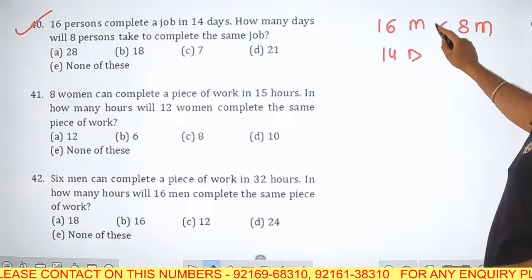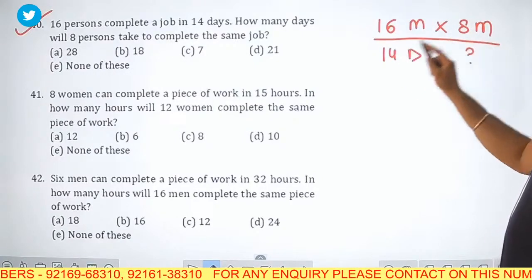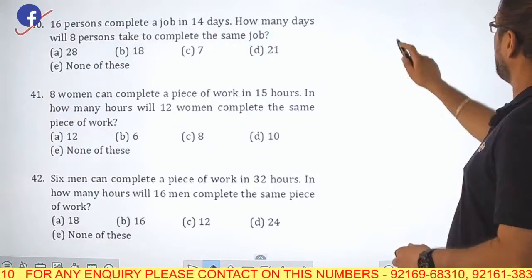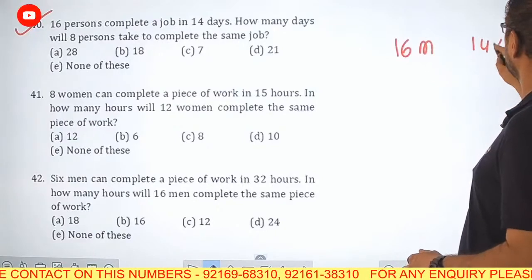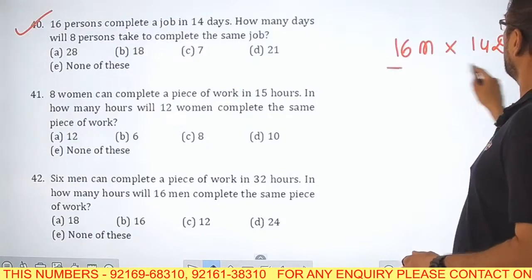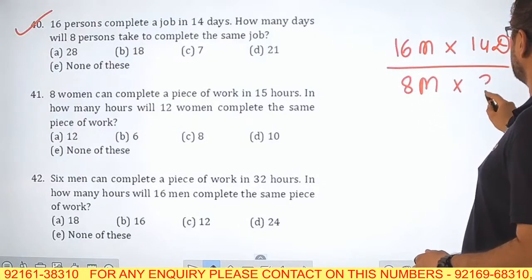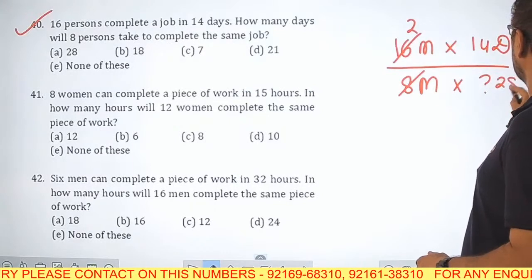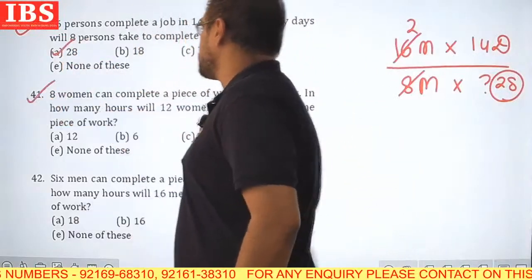So man into days, 16 into 8 divided by 14. Sorry, 16 man, 14 days, man into days divided by total men here and days here. So this cancels with 2. 14 into 2 is 28. So 28 will be the right answer. Okay, so 28 is the right answer. Let's move on to 41st.